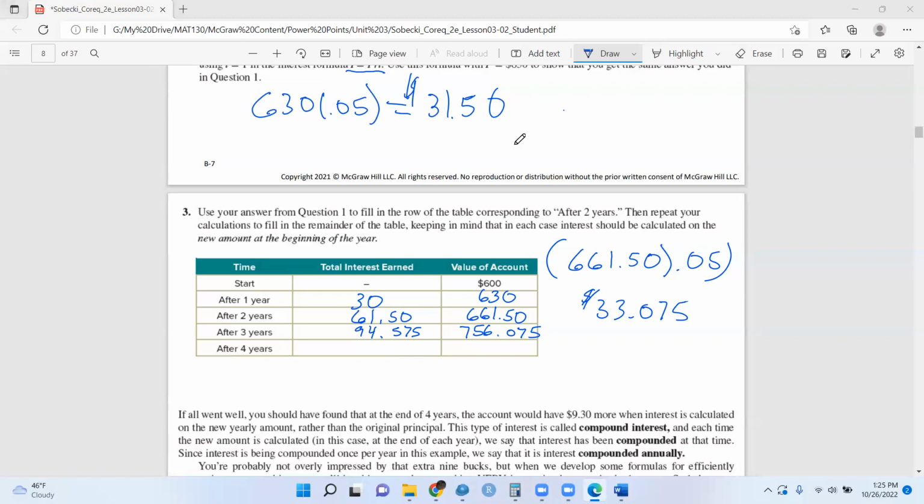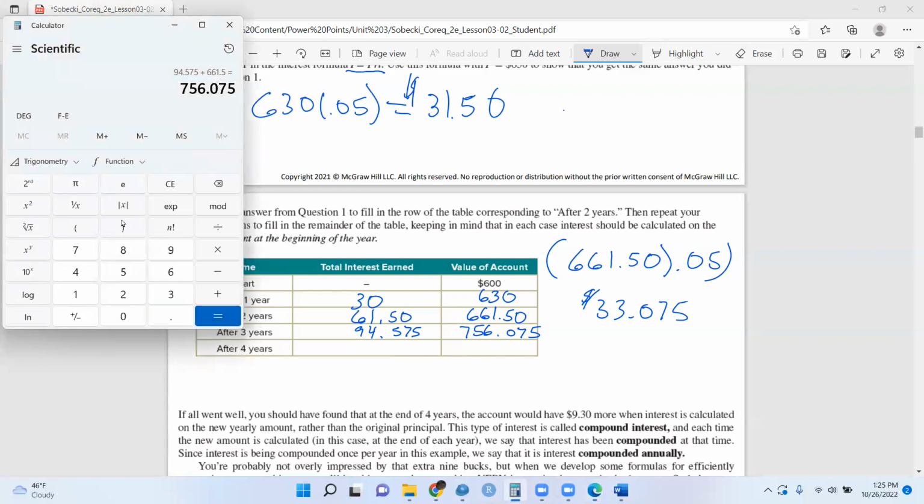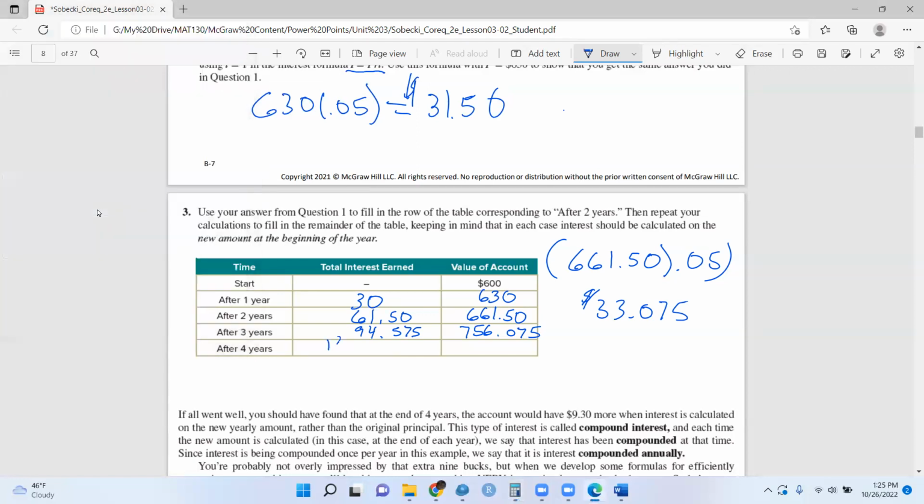All right, so repeat, rinse and repeat. 756.075 times 0.05. So take our new account balance and multiply it by 5%. We're going to earn now $37.80, and then like 375, what is that, 100,000ths of a cent. Add to that and it's 94.575 from the previous years. And after 4 years, the total interest we would have earned is 132. I'm going to round now, 0.38.